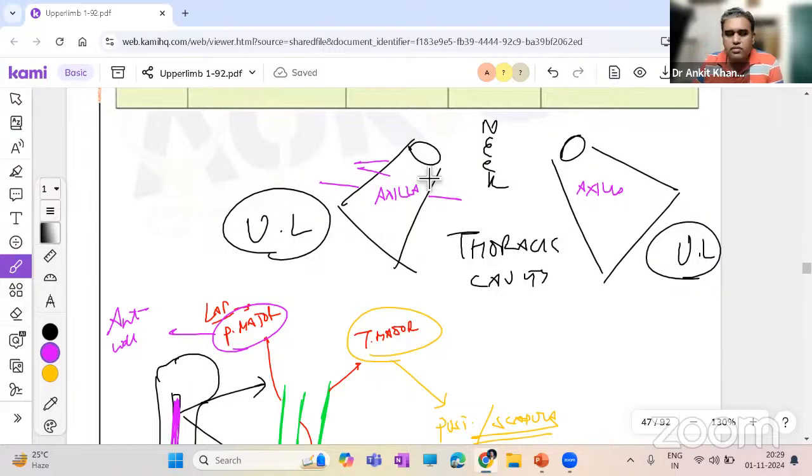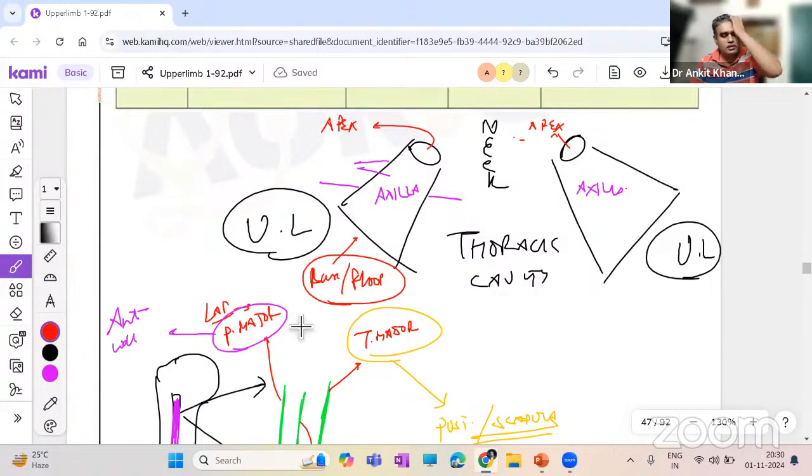What are the apex and floor? This region is obviously the region of the apex. It is connecting the neck to the upper limb. And this region, which is actually our armpit region, that is the base or floor. These are the only two boundaries left to discuss.